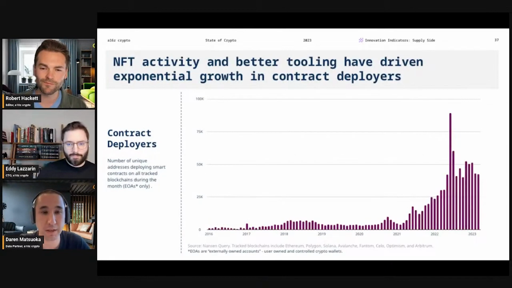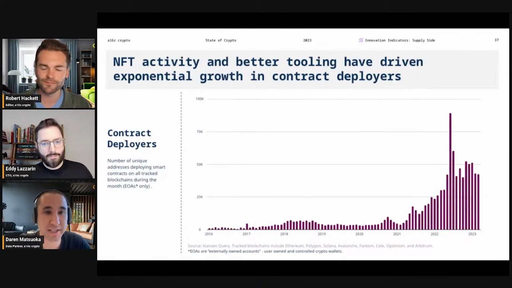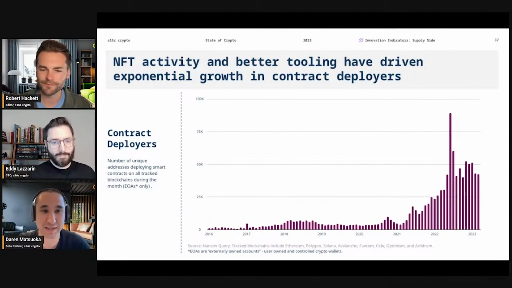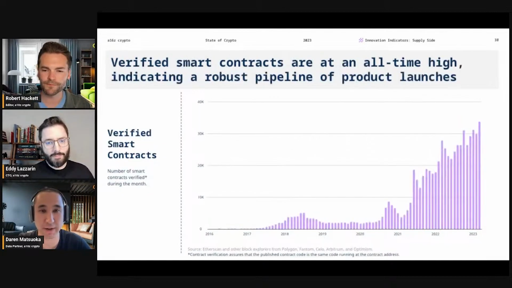Contract deployers. So this is the number of unique addresses deploying smart contracts on the different blockchains that we track. And you can see a really rapid growth in the number of unique deployers. I think that can be attributed to some of the rise in NFT activity that we saw. Note that NFTs are each a unique contract, and so the act of launching an NFT means deploying a contract. We've also seen much better tooling emerge that has made this process a lot easier. So cool to see continued growth there.